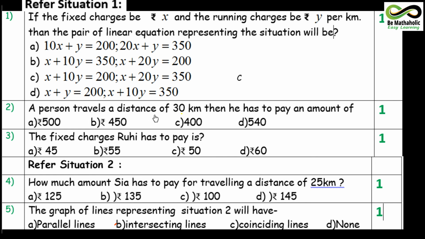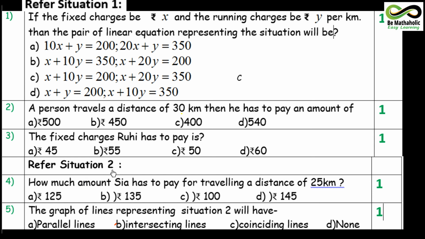Next says a person travels a distance of 30 kilometers. Now children, please solve for x and y, and once you get the value of y, multiply it with 30, you will have the respective answer to this question as well. The fixed charges Ruhi has to pay is, again, the fixed charges we had assumed as x, so whatever value of x comes will be your answer from this option, okay.